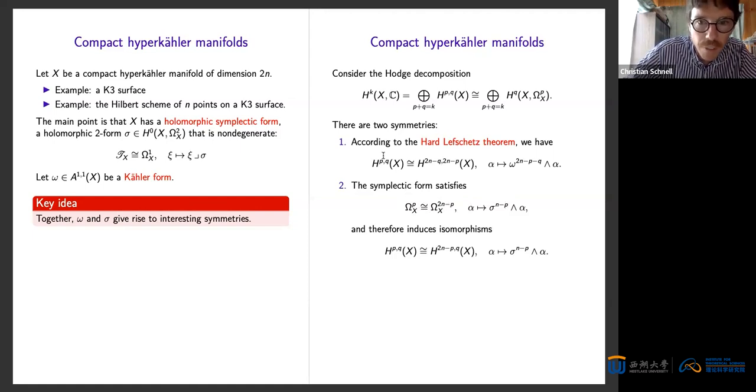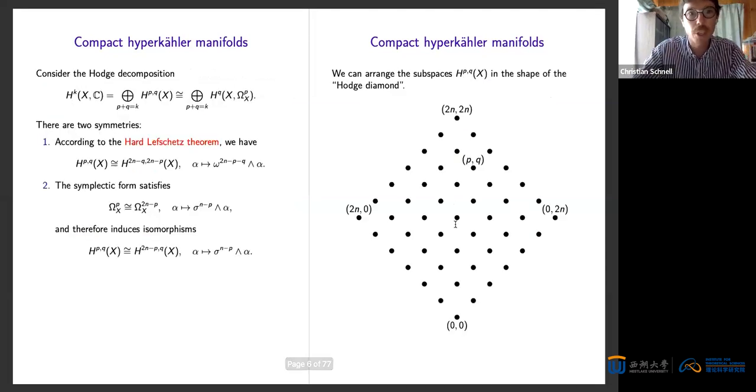Okay, and then if I think of the spaces H^{P,Q} as cohomology of the sheaf of P forms, then you see that I get another kind of symmetry, which now only changes the P. H^{P,Q} is isomorphic to H^{2n-P,Q}. Okay, those are the two symmetries. It's a little hard to visualize just from these symbols. So let me show these symmetries in the picture.